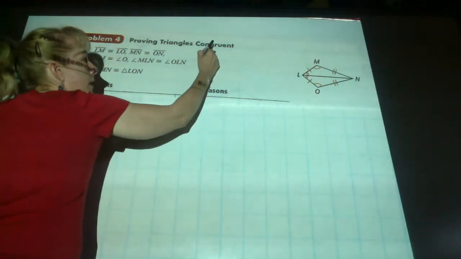So in the given, they have given you 2 congruent sides and 2 sets of congruent angles. How many parts is that all together? 4. How many do we need all together to prove triangles congruent? 6. So we're missing a set of sides and a set of angles. So let's just start with the sides. What side is missing? LN. So what can you say about side LN?